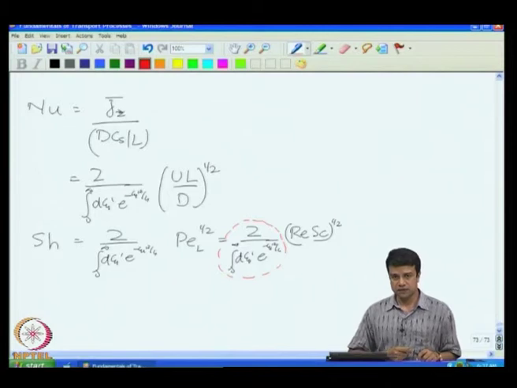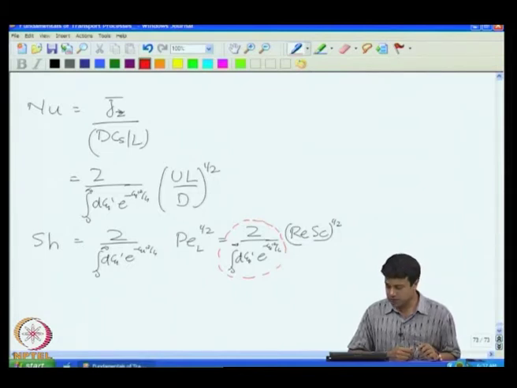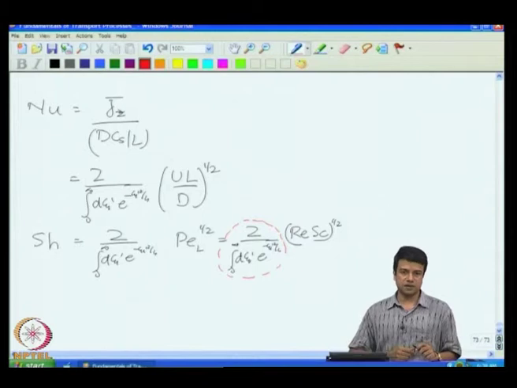So, this is the first of such correlations that we will get. We will also look at flow near surfaces where the velocity goes to 0 at the surface. In that case, the power will be 1/3, and I will tell you why the power is 1/3 in that case. And we will also explicitly calculate the coefficients in that case.